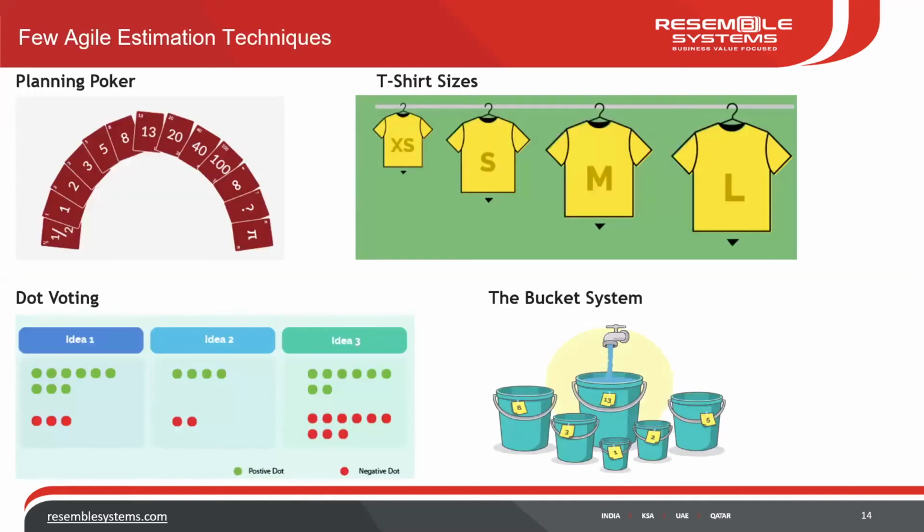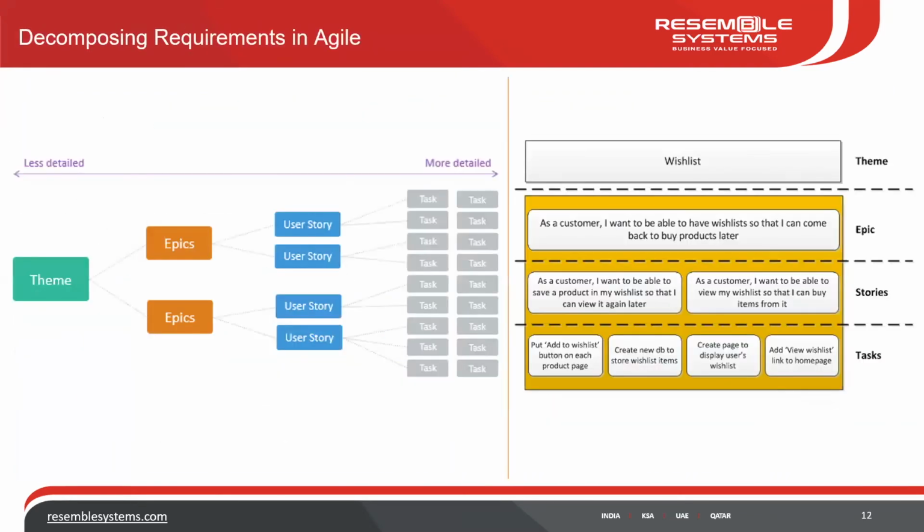There are a lot of methods of estimation in Agile. I've taken the top ones that are used across the world. Right now, let's start. Before we start, one important thing I would like to tell you, like I told you, let me just go back here, right? We will start with the story. We will start estimating at this level, and then we come to this level.